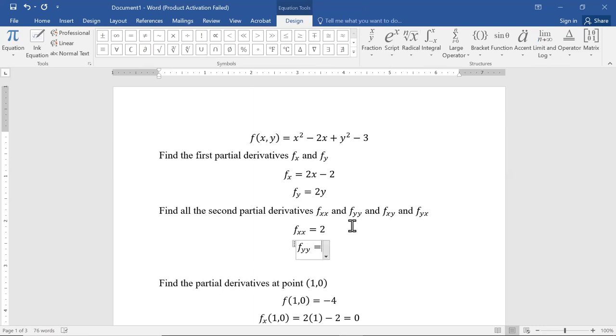F sub yy, well, I'm going to take a derivative with respect to y. I've already done that. And then I'll take a derivative of that function. The derivative of that function with respect to y is just 2.